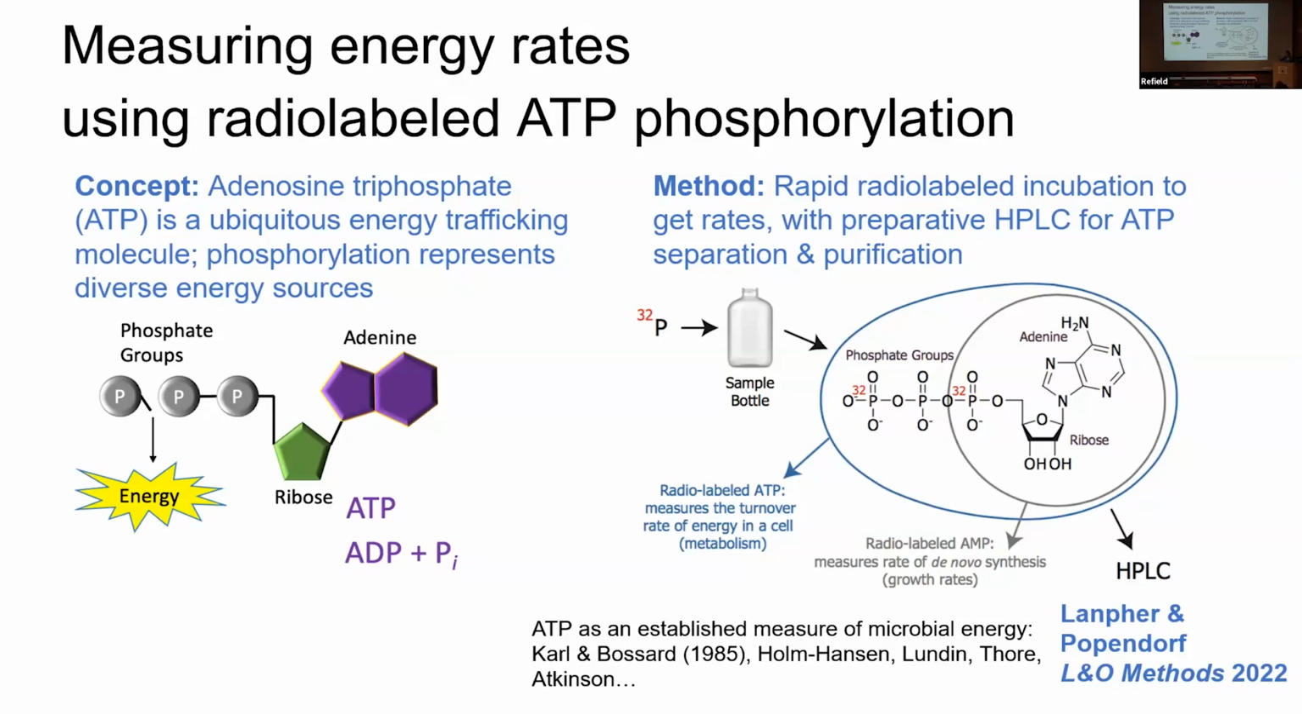So the idea of ATP as a measure of energy, of course, has been established for more than half a century. There's a lot of really fundamental work from Dave Karl and Bossard and Holm-Hansen, London, Thore, Atkinson, in the 70s and 80s. So the transformational thing that we added here was using these radio-labeled incubations and coupling it with an HPLC method to make this a high-throughput method. When this was introduced in the 1970s and 80s, and since then, it's been done with thin layer chromatography, which is why you haven't seen a lot of rate data of ATP. So we hope that people will do a lot of HPLC runs.